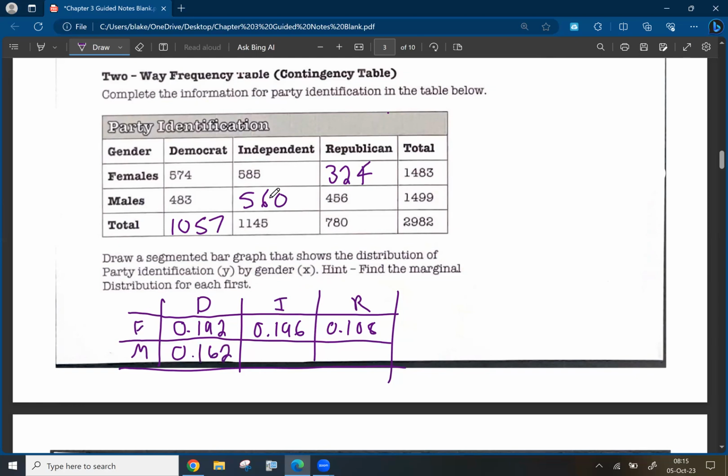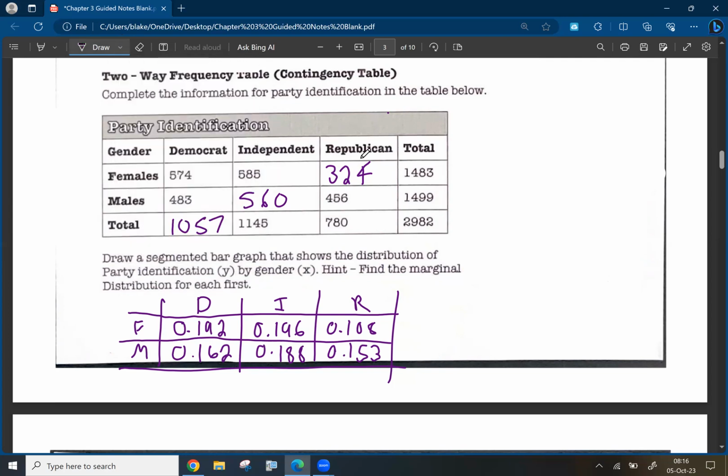Keep it going. 560 out of 2982. That's going to be 0.188. And then finally 456 out of 2982, which is, let me see, 0.153. All right. So now we're going to make a marginal distribution segmented bar graph. A lot of words there, a lot of big words.